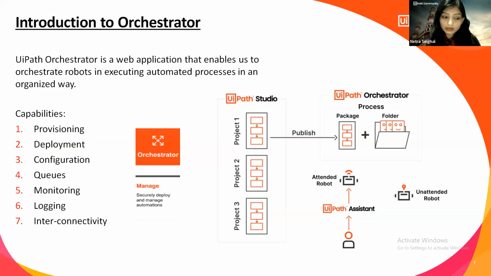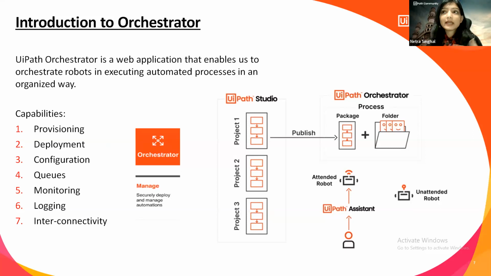So you can do all the configuration values, maintain the values and everything from UiPath Orchestrator itself. Fourth is queues. Queue is another concept which we'll discuss later. But for now, you can consider that UiPath Orchestrator provides us a queue capability that helps us ensure automatic workload distribution across the robots.